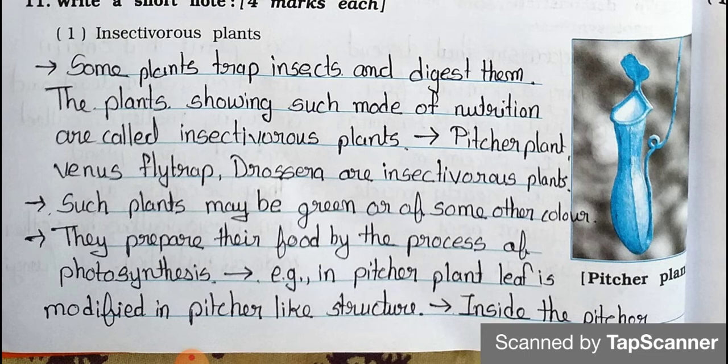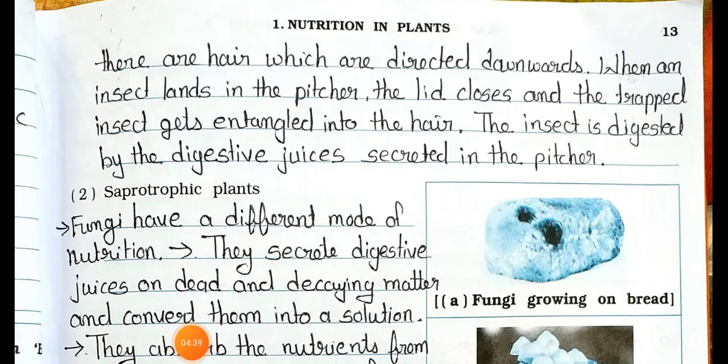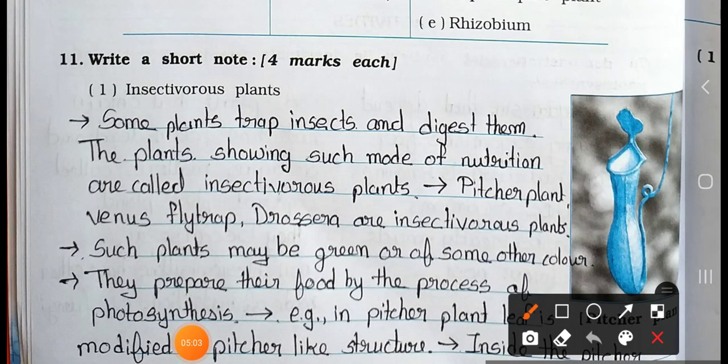Example: in pitcher plant, the leaf is modified into a pitcher-like structure. Inside the pitcher, there are hairs which are directed downwards. When an insect lands in the pitcher, the lid closes and the trapped insect gets entangled in the hair. The insect is digested by the digestive juices secreted in the pitcher plant. Now see, here the picture of pitcher plant is given.